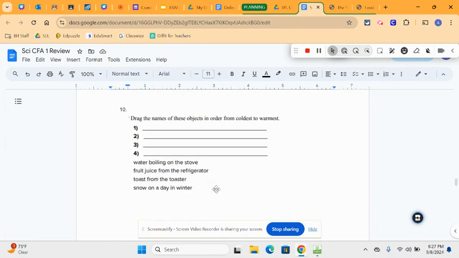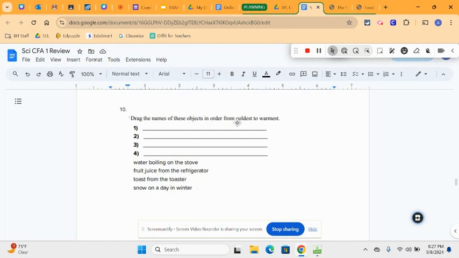Number 10 says, drag the names of these objects in order from coldest to warmest. So we've got 4 different things, and again, they're wanting you to sort them or put them in order from coldest to warmest. Excuse me. So our first thing says water boiling on the stove. The second one says fruit juice from the refrigerator. The third one says toast from the toaster. And the last one says snow on a day in winter.